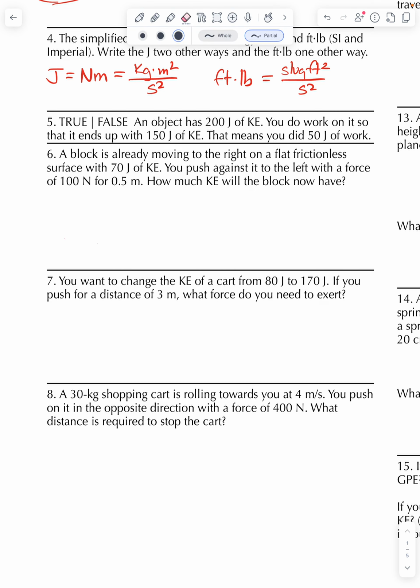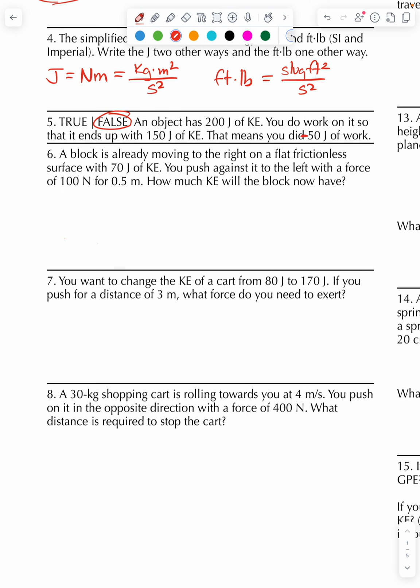So back to number 5, it says, an object with 200 joules of KE. So we're doing work. We're changing its energy, and I guess we're just changing its KE. It ends up with 150 joules of KE. So did we do 50 joules of work? Well, it sounds like it, but you probably know the answer is false, because why? You did negative 50 joules of work.